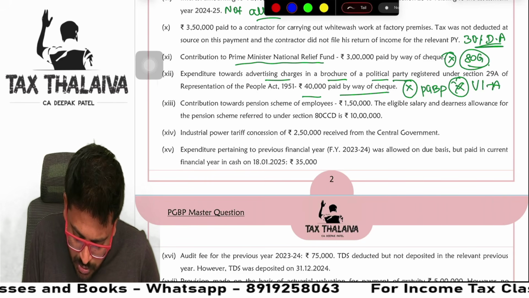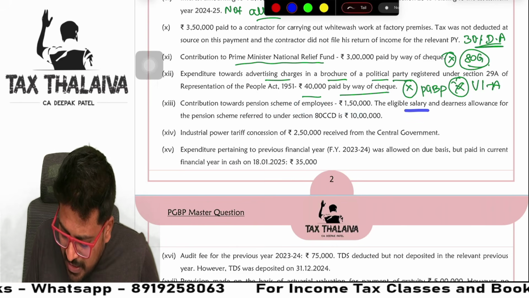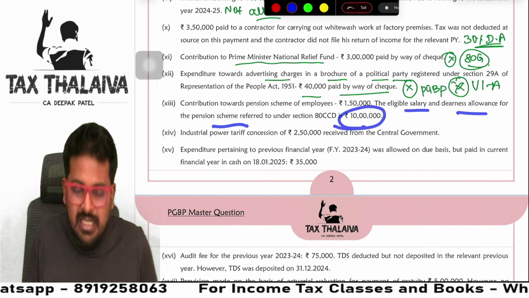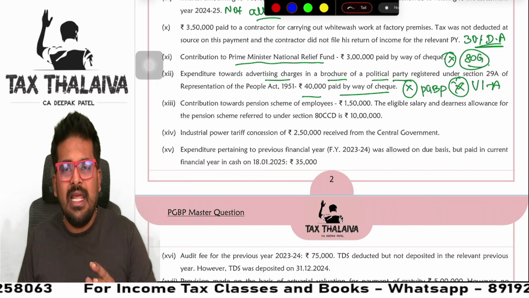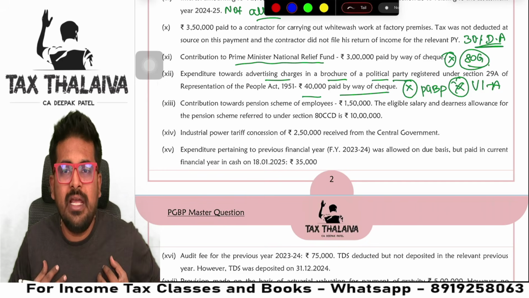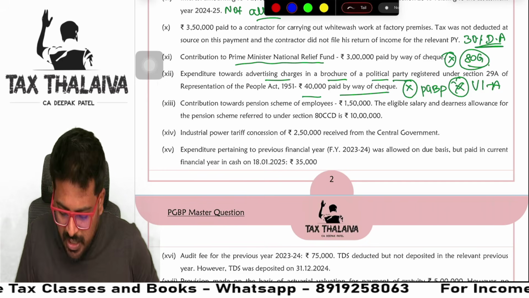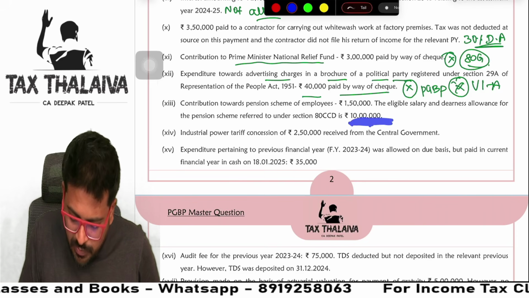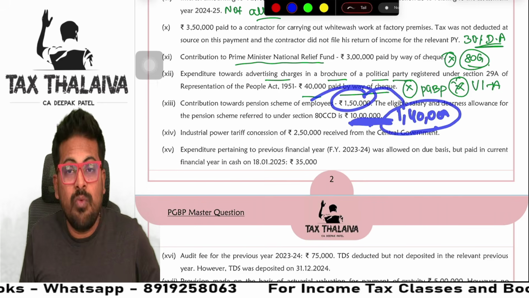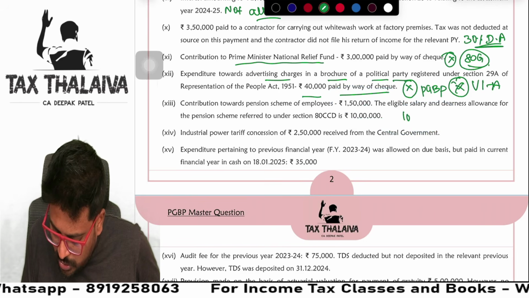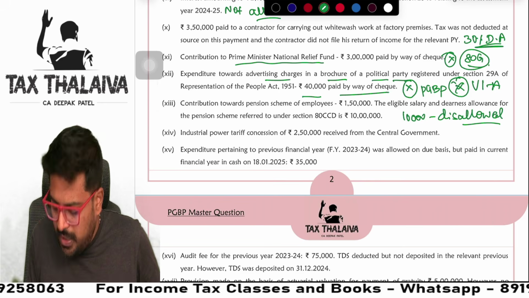Next, contribution towards pension scheme of employees, 1,50,000. Eligible salary and dearness allowance of the pension scheme is 10 lakhs. Guys, if you remember, under 80CCD, you being an employer, if you contribute anything, you can only claim 14% of the eligible salary. 14% of 10 lakhs will be 1,40,000 only you can claim, but you have claimed 1,50,000, so 10,000 shall be disallowed, guys. 10,000 shall be disallowed.